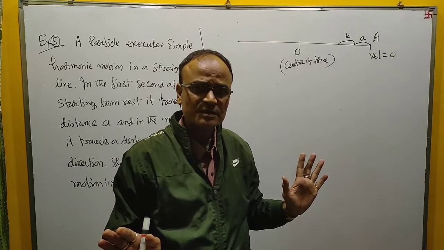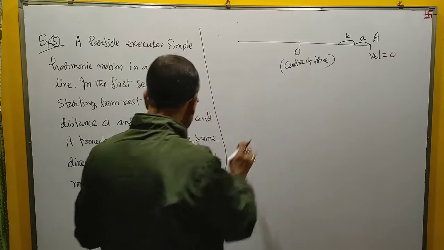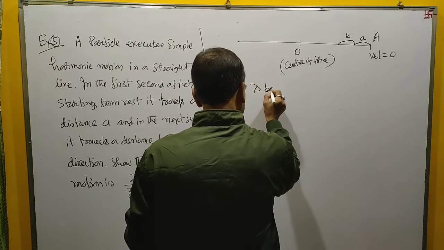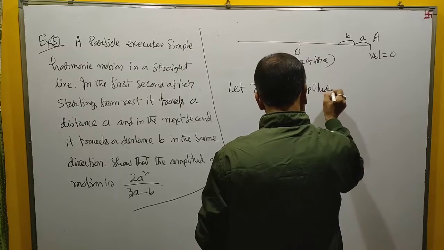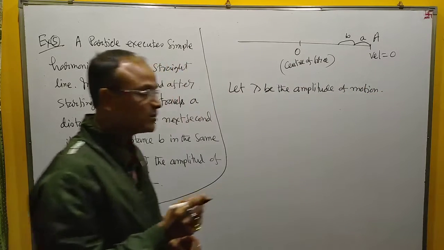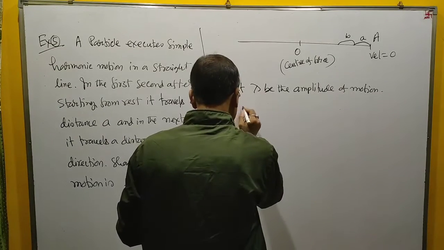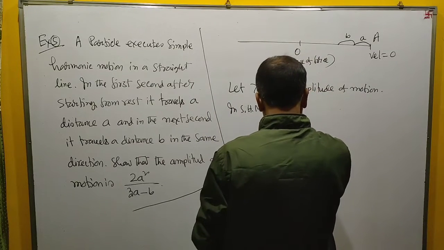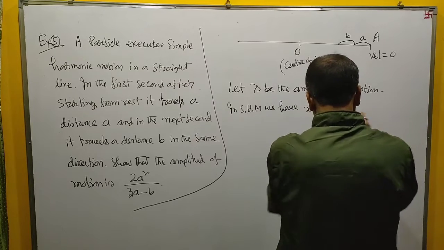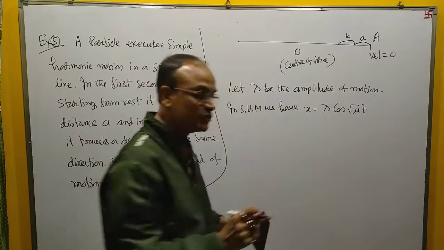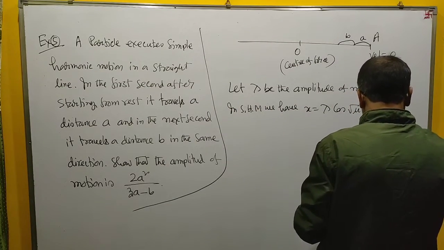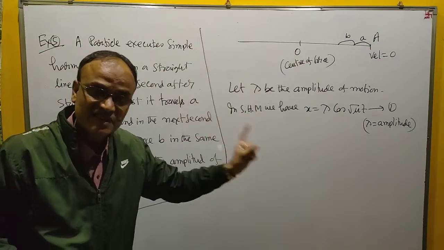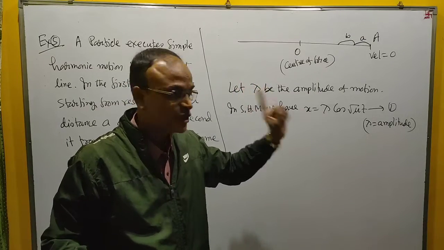Therefore, we'll suppose that the amplitude is not a, it is lambda. Let lambda be the amplitude of the motion. In simple harmonic motion, we have x equal to lambda cos root mu t. Lambda is the amplitude here. Suppose this is number one. Now, what is x? x is the distance of the particle from the center of force at time t.